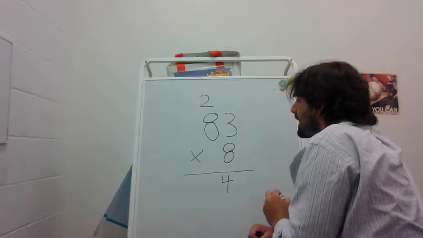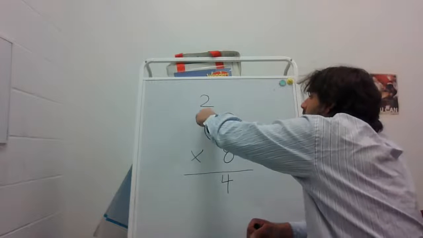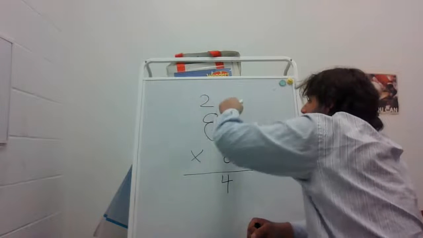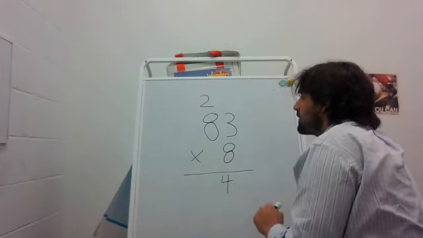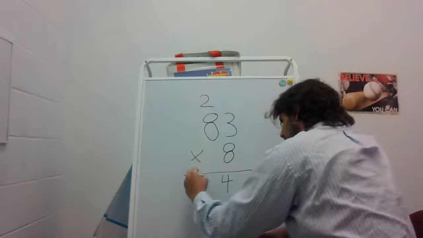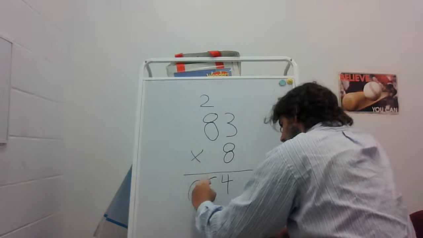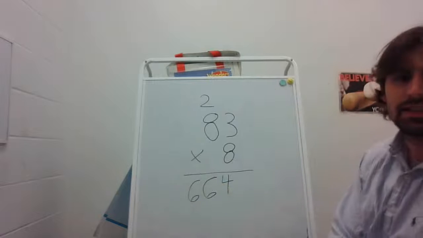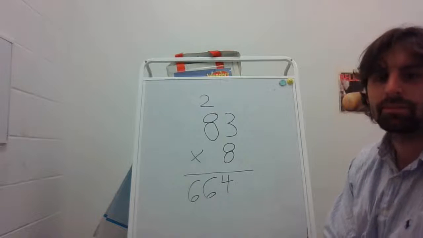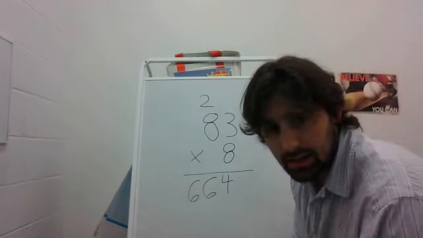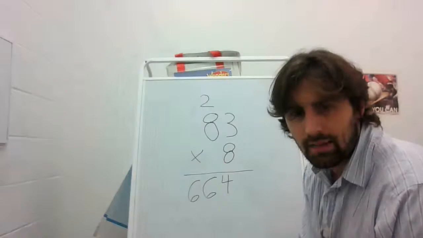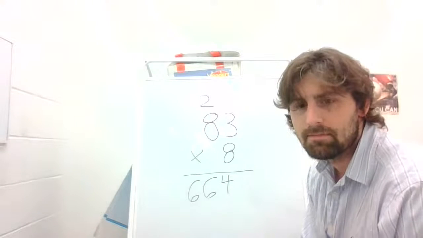So now I'm going to multiply 8 times 8, and then I'm going to add 2 to whatever my answer is, because we carried over the 2. 8 times 8 equals 64, plus 2 is 66. And our answer is 664. All right. I'm now going to do one more.